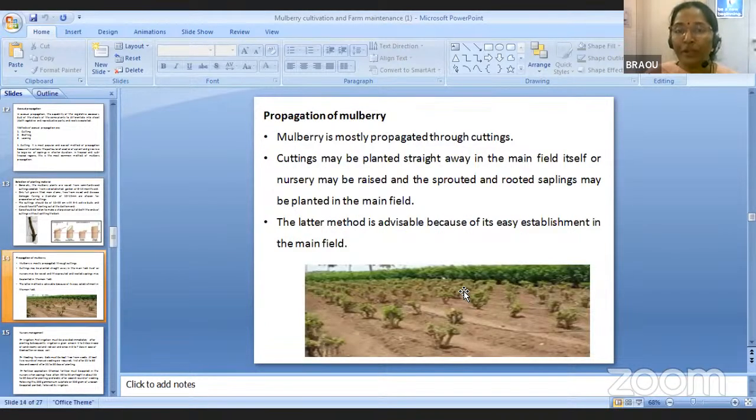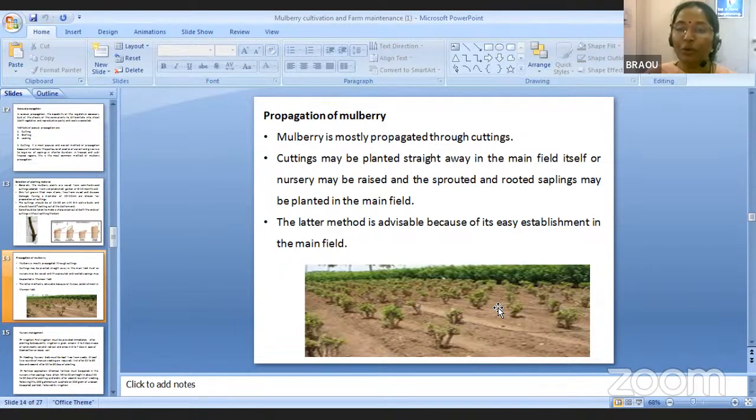So how are you going to propagate? They are mostly propagated through cutting. Here you can see all these cuttings that have been kept, and you can see how the foliage has arrived. It's a very quick type of propagation, as we talked about. The cuttings may be planted straight away in the main field itself, or a nursery may be raised and sprouted, and rooted saplings may be planted in the main field.